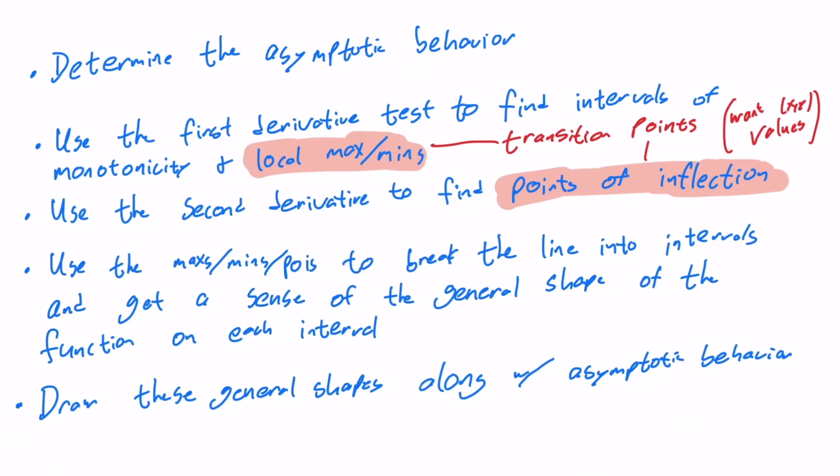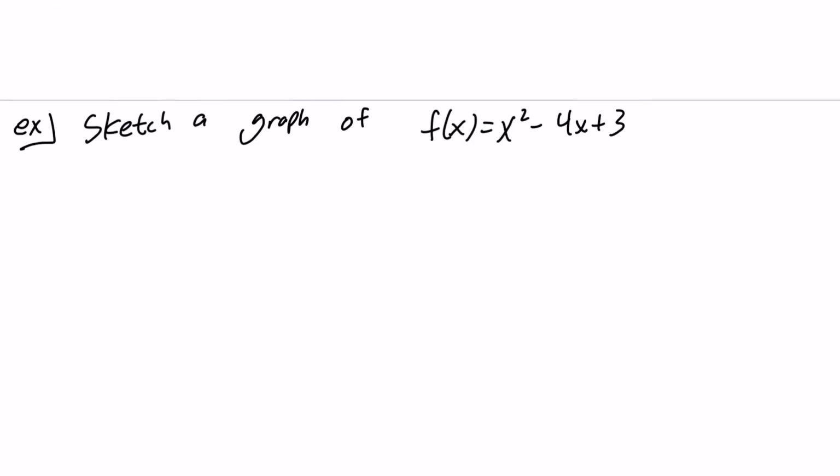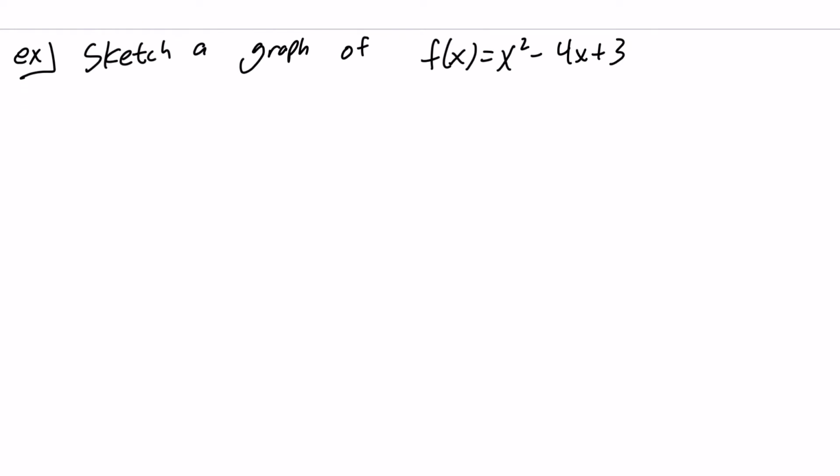But how does this look in practice? Let's say we're given a function like f of x equals x squared minus 4x plus 3, and we want to sketch it. Step one is to take a look at the asymptotic behavior. The limit as x goes to infinity of f of x is, well, since we have a polynomial here, we know that as x goes to infinity, the behavior of the entire polynomial becomes essentially the same as just the leading term.